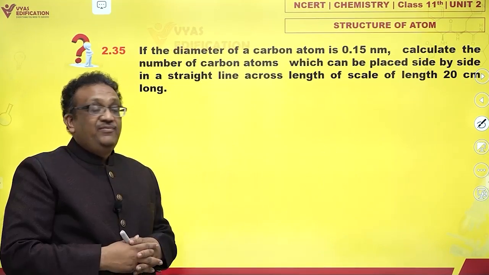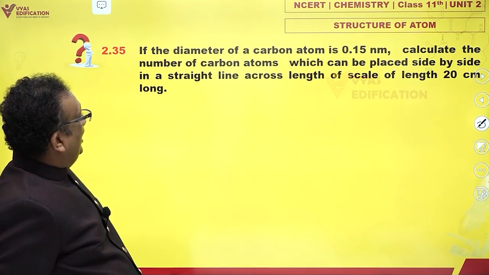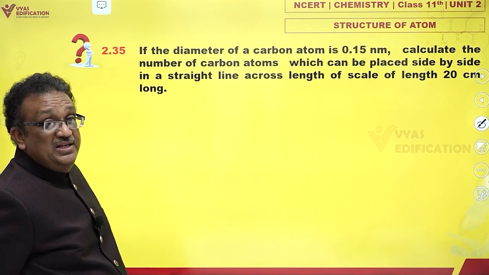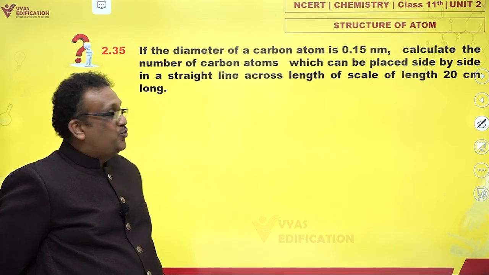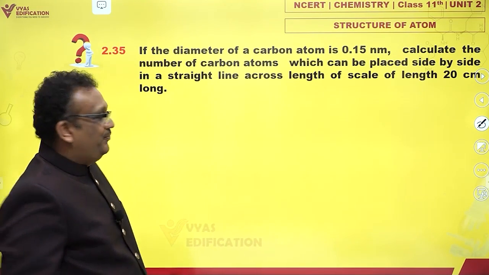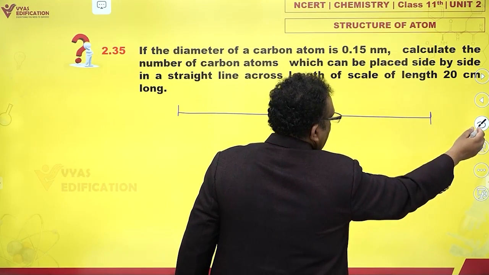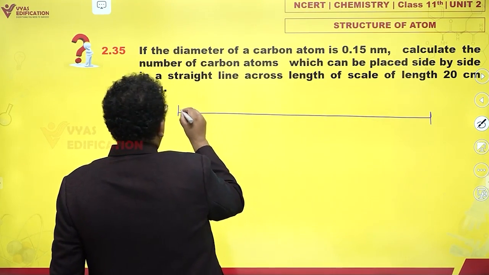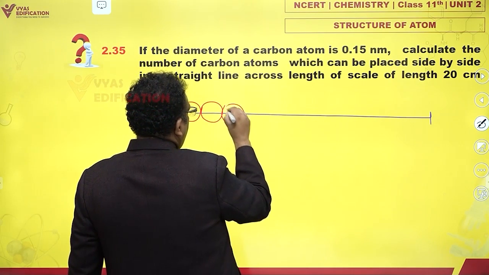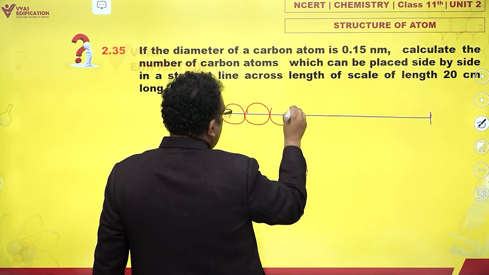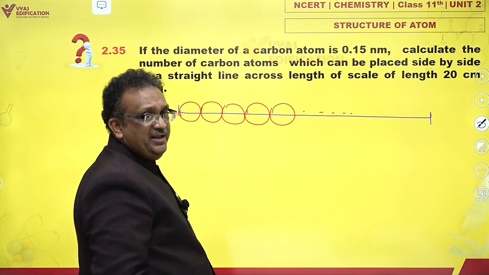And that's it. If the diameter of carbon atom is 0.15 nanometers, calculate the number of carbon atoms which can be placed side by side in a straight line across length of a scale 20 centimeters long. Wow. So I have a scale 20 centimeters long, and I am being asked, fine, I will have one atom after the other, back to back, back to back, like that. I can go on. So how many can fit?